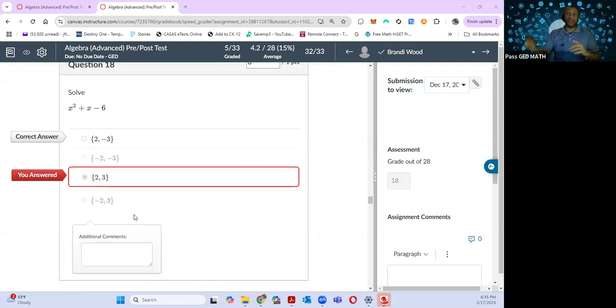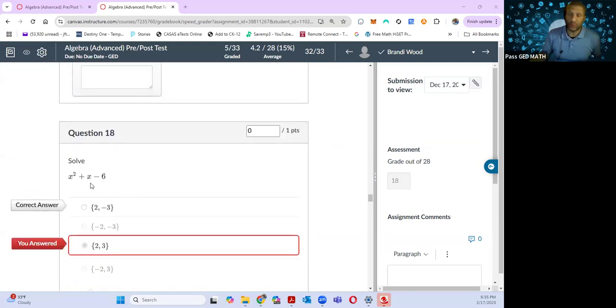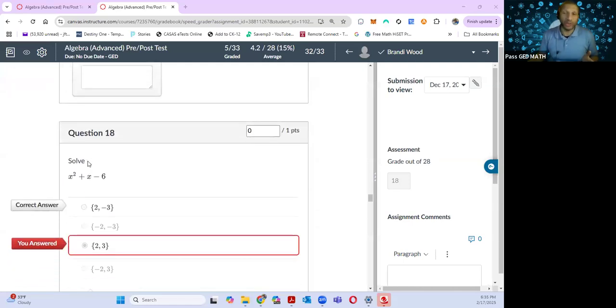Now, the difference here. So look at this one. X squared plus X minus 6. They're the same expression. Here, they're telling you to factor it. Here, they're telling you to solve it. To solve a quadratic equation, one of the ways you can do it is by factoring. So we already know this answer is X plus 3 times X minus 2. To solve it, you find the zeros.